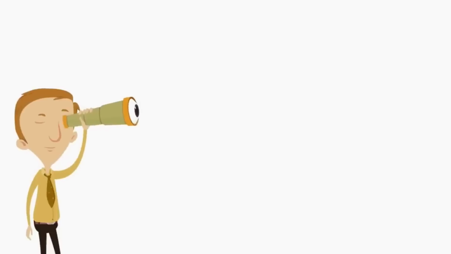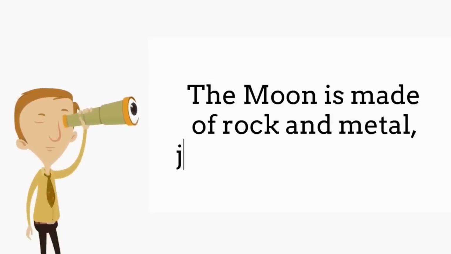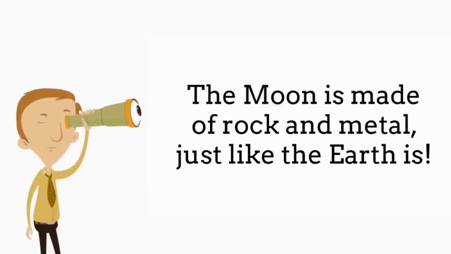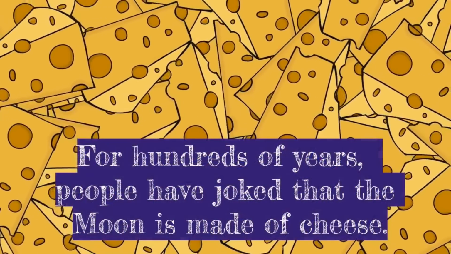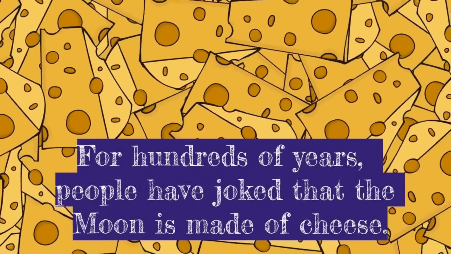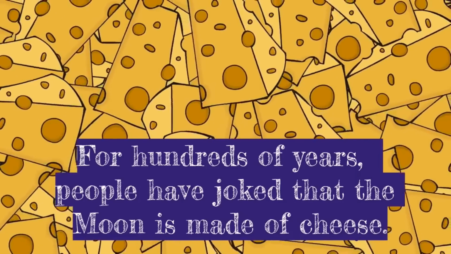Here is another interesting fact about the moon. The moon is made of rock and metal, just like the Earth is. That's right. You may have heard someone say that the moon is made up of something else, something more silly. For hundreds of years, people have joked that the moon is made of cheese, but that's just a funny, silly thing people have joked about.